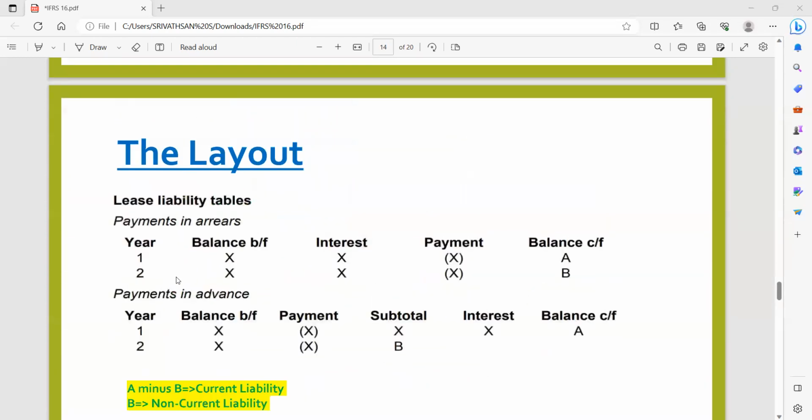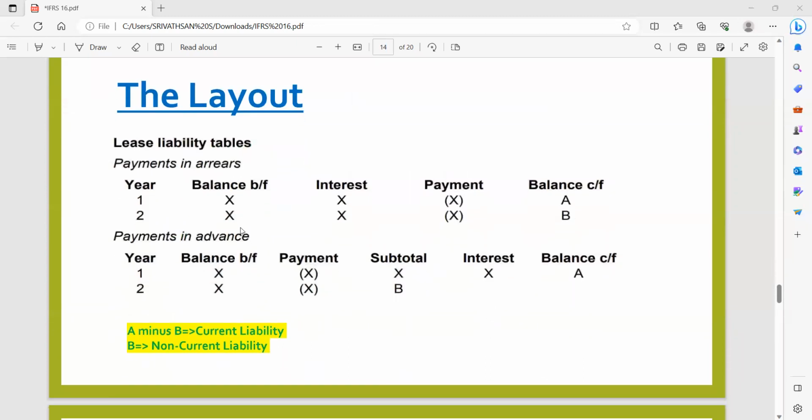This is the format that you need to use while calculating the lease liability, subsequently measuring the lease liability. If payments are made in arrears, then you need to use this format, and if payments are made in advance, then you need to use this format.